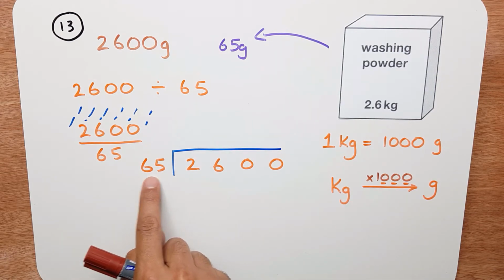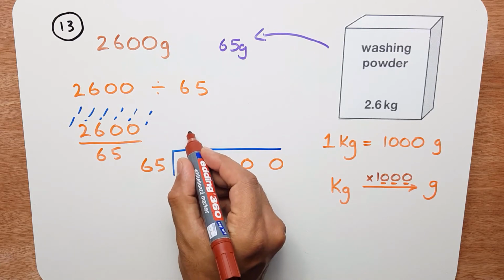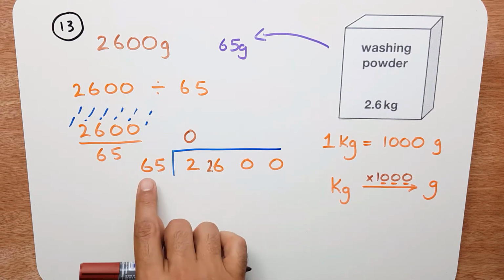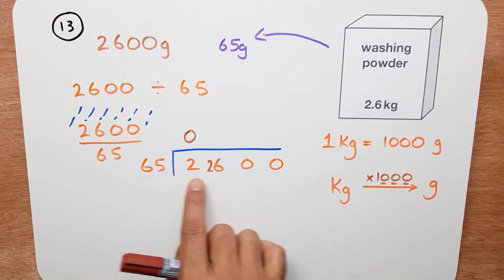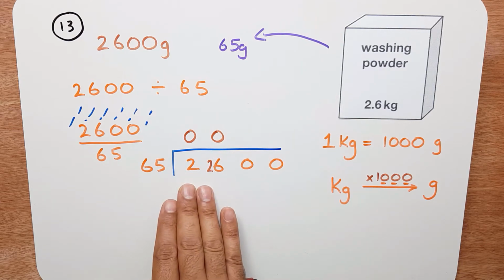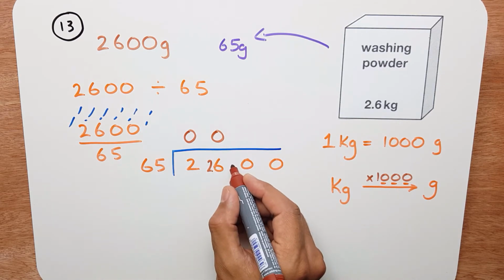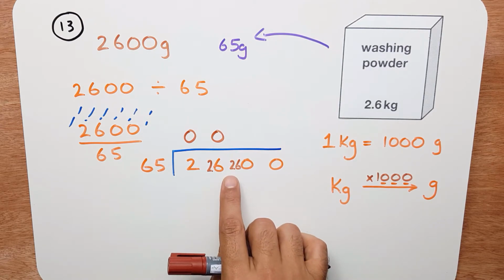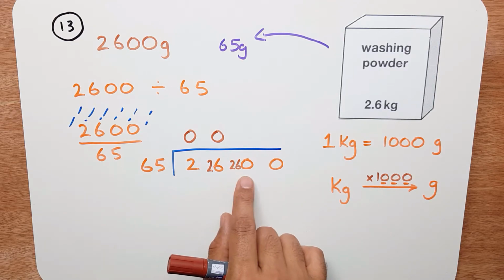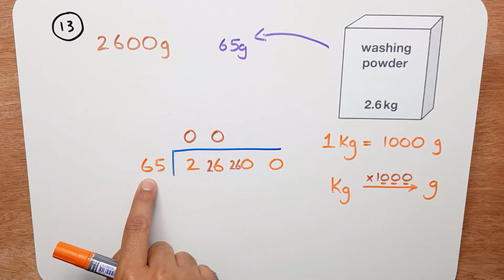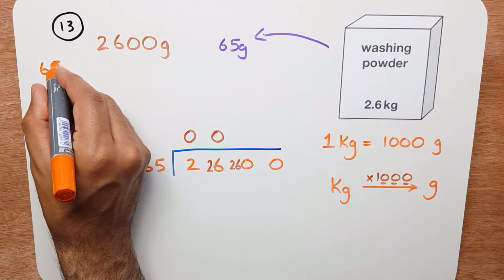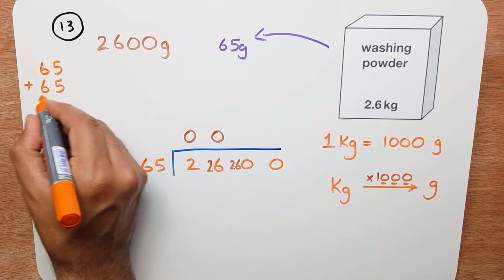Now the first question is how many 65s are there in 2? 0. So I carry the 2 over. So that becomes 26. How many lots of 65 can I get from 26? I've not got enough, so I put 0. The 26 goes over to the next column and it becomes 260. Now how many 65s are there in 260? So what I'm going to do is add 65 each time till I get to that number. So let's start here. 65, add 65.